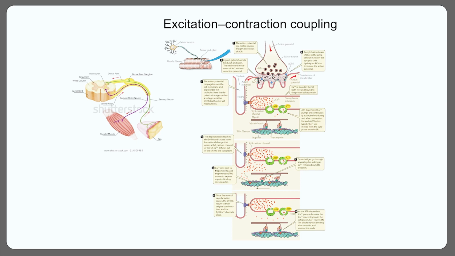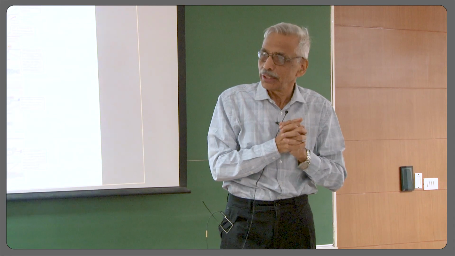Now I have given you one name. The biologists have given different names for the same thing, but because textbooks use it, I have to tell you. I said calcium channel. That particular calcium channel has affinity for an organic molecule called dihydroxypyridine.